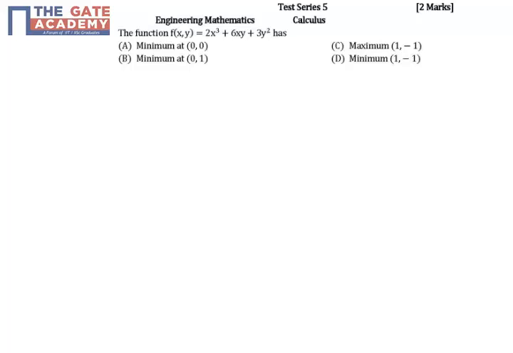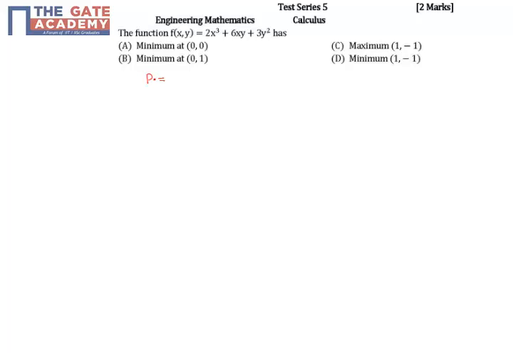So he has given a function with two independent variables, and he is asking whether the function has maximum or minimum values at its stationary points. First of all I'll find out the stationary points, then I'll see whether the function has a maximum or minimum value. So first of all I'll find out p, small p.